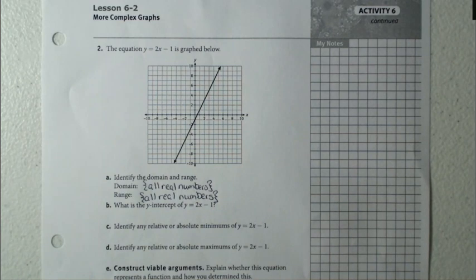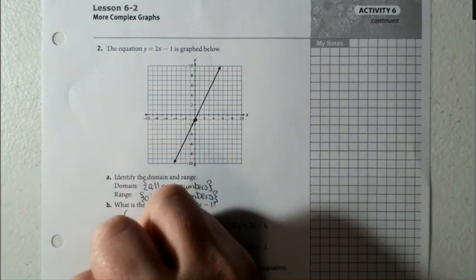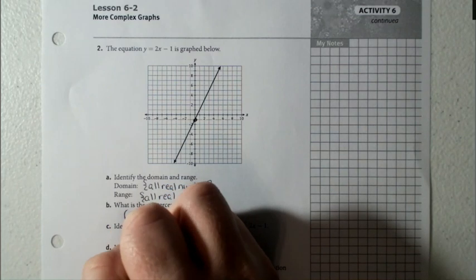What is the y-intercept? Now remember, y-intercept is where it crosses the y-axis. So it looks like this point right here, which is located at (0, -1).